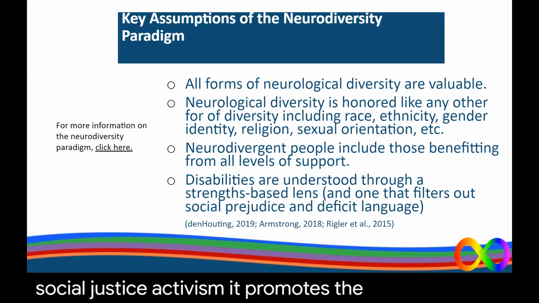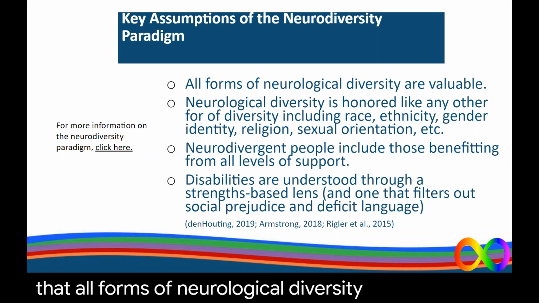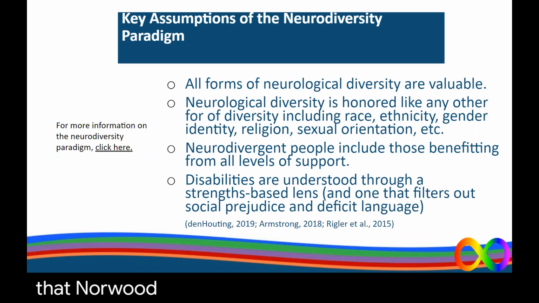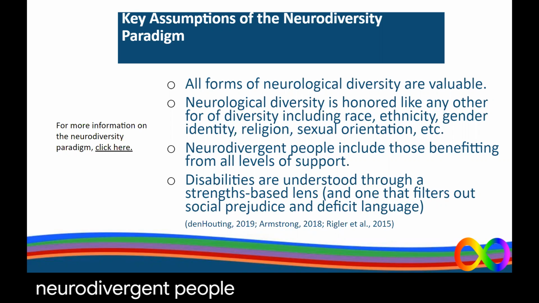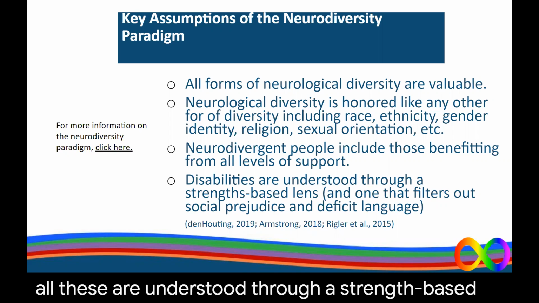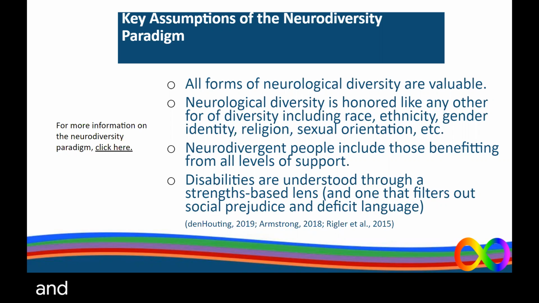It promotes the shared beliefs that all forms of neurological diversity are valuable, that neurological diversity is honored like any other form of diversity, including race, ethnicity, gender, identity, religion, sexual orientation, etc. That neurodivergent people include those benefiting from all levels of support, and that disabilities are understood through a strength-based lens, and of course, one that filters out social prejudice and deficit language.